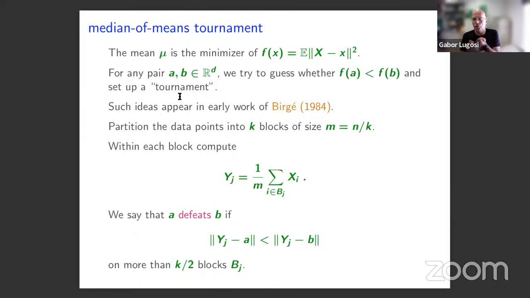These kinds of tournament-based statistical procedures have a long history. An example is Birgé's work from the 80s, where he used it in a different context. So this estimator is equivalent to again dividing the data into blocks of size n. There are k of them, and now for each pair of points a and b, we say that a defeats b if the majority of these block means are closer to a than to b. Okay.